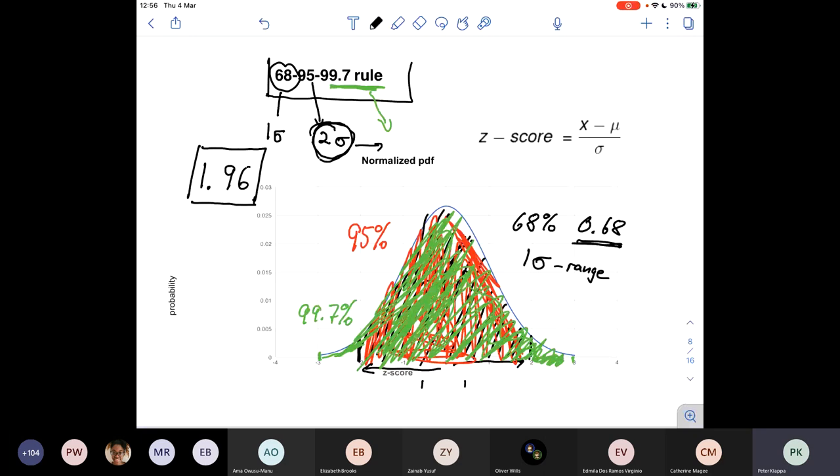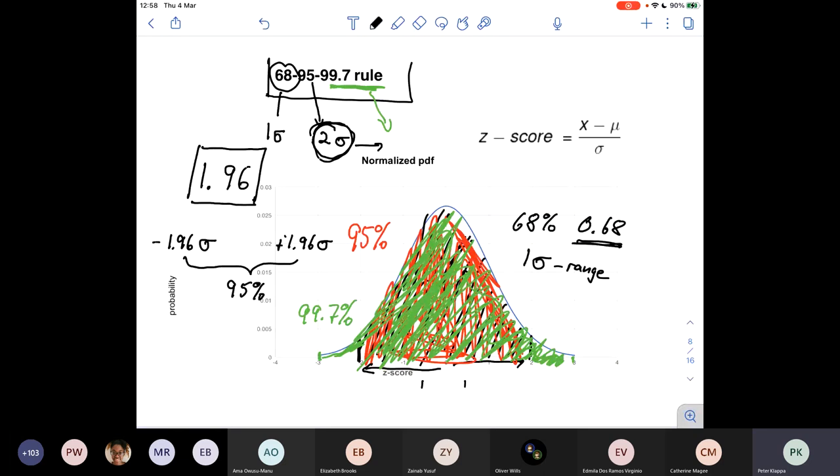Why do I make such a big meal of this number? 1.96. Have you seen 1.96 before? In any equations or something? Yes, absolutely right. When we discussed the binomial distribution, the Poisson, when we do a proper calculation, has 1.96 in it. It means 1.96 standard deviations to the right. This contains pretty much 95% of the data.